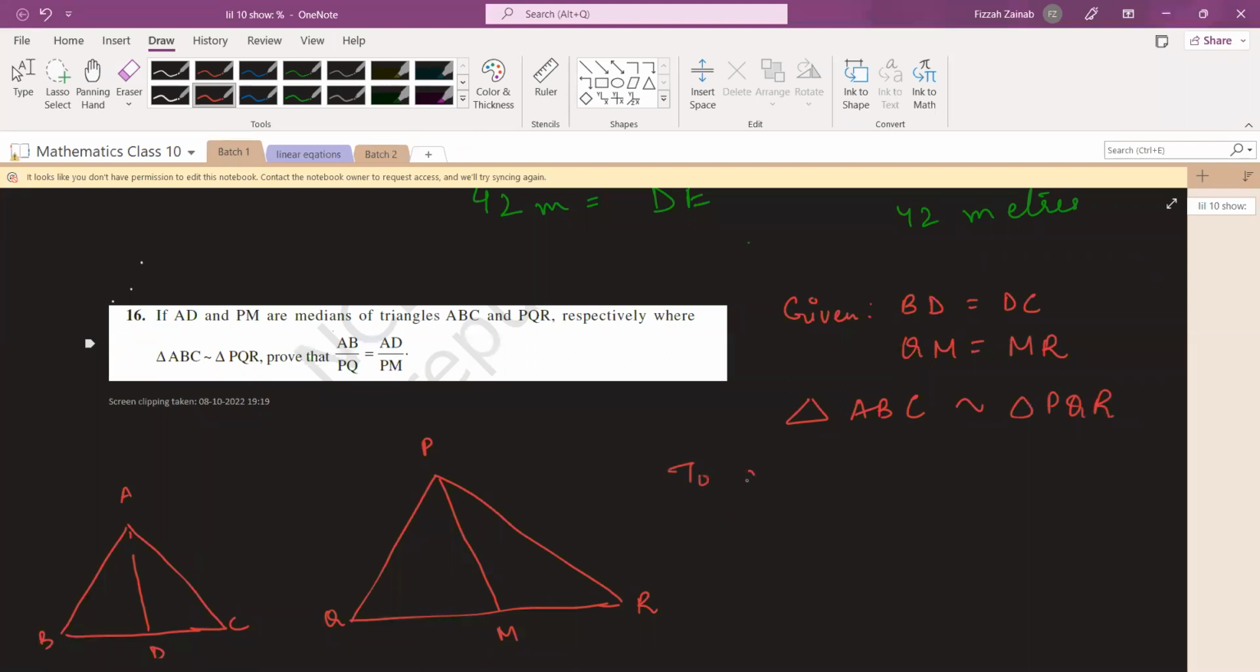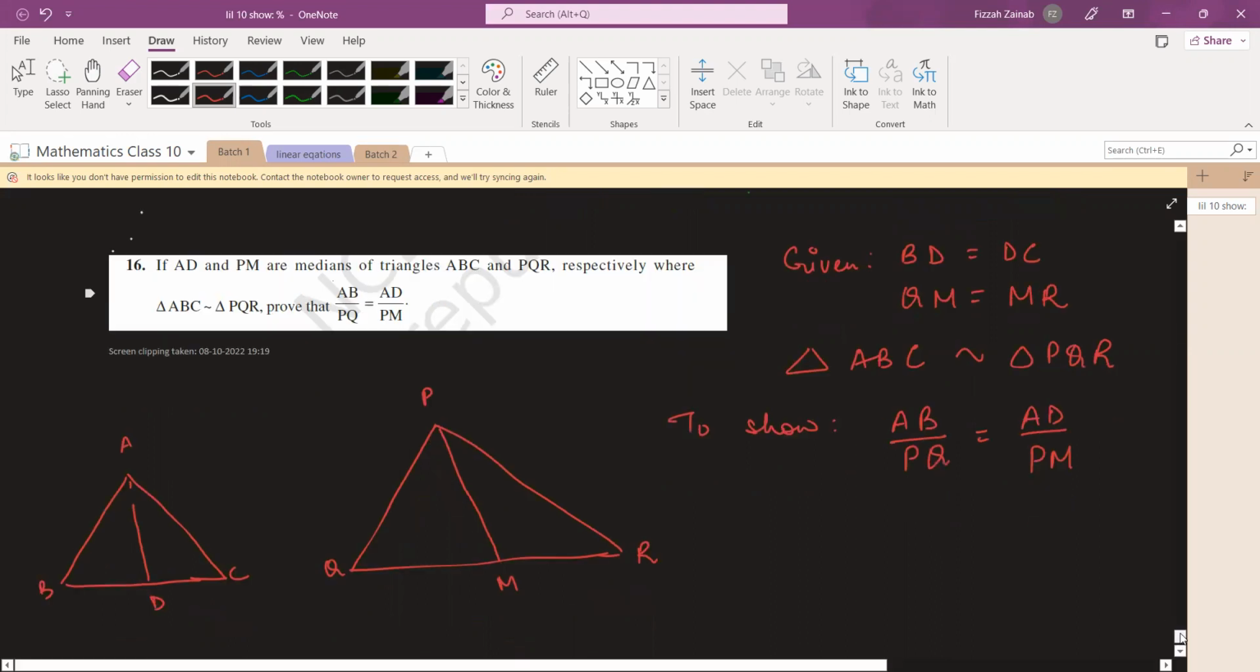Then you have to show AB by PQ is equal to AD by PM, where AD is the length of the median. Remember the previous question? In the previous question, the length of the median was already in proportion, and you had to show the full triangle to be similar. Now, in this question, the full triangle ABC is already similar, and then you have to bring this median into proportion. It is the opposite kind of question, right? So let us do it.